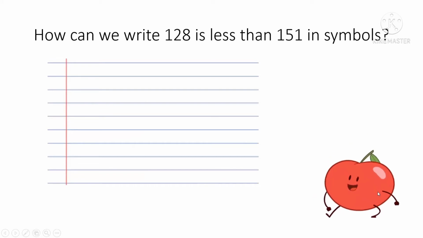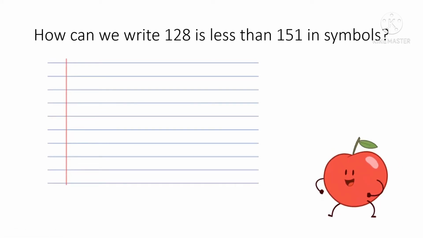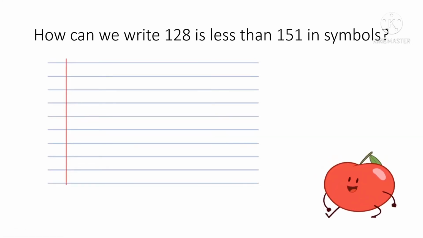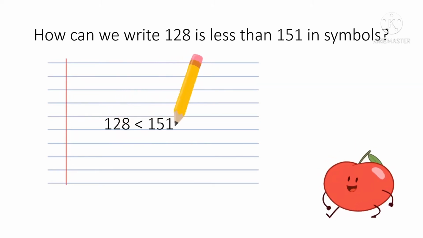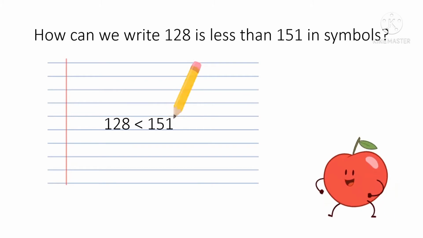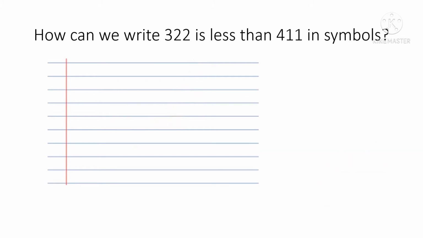Now, how will you write this in your notebook? 128 is less than 151. In symbols, you will write it like this. Okay, that's very easy. Let's try with another number. You do it by yourself this time. How can we write 322 is less than 411 in symbols? You start from left to right.